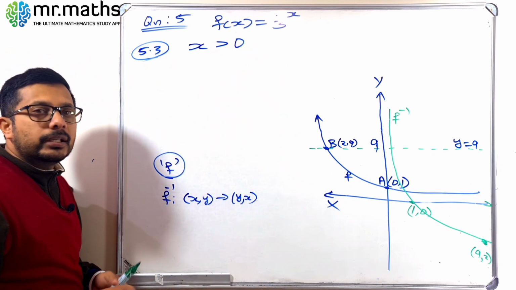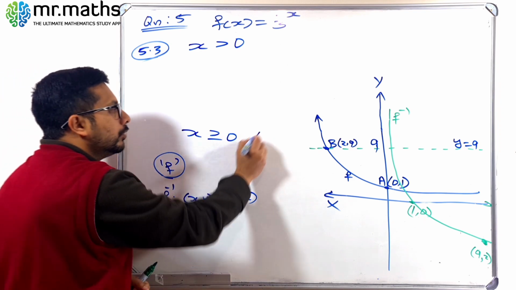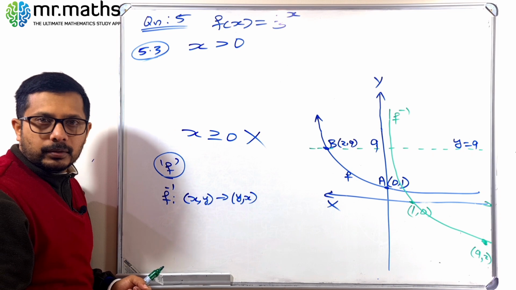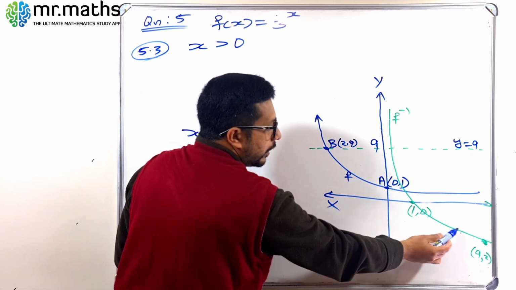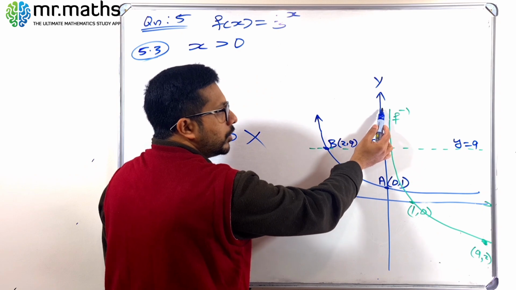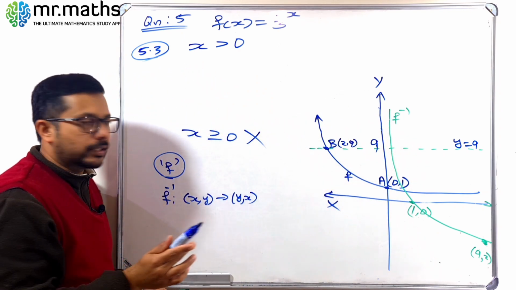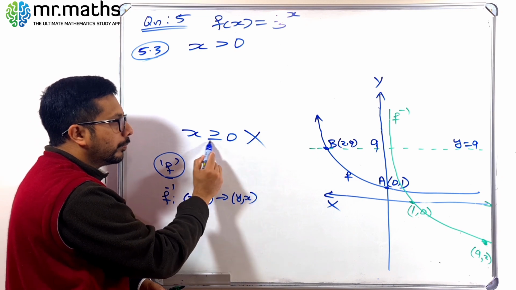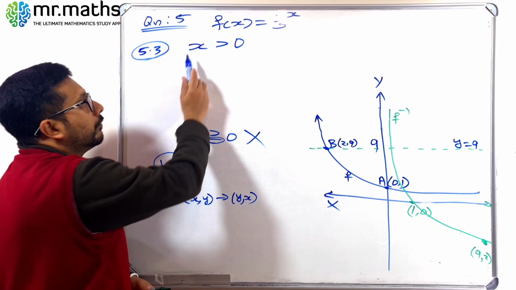Okay, if you write x is greater than or equal to 0, then you won't get the mark. x greater than or equal to 0 means that you are saying that this f inverse graph is touching this y-axis. No, it can't touch the y-axis. So if you write it like this, it is wrong because of this equal to.